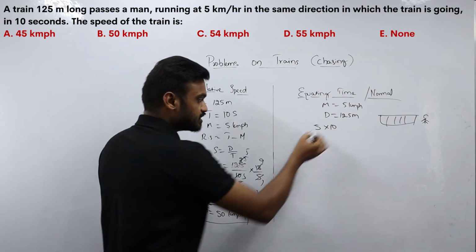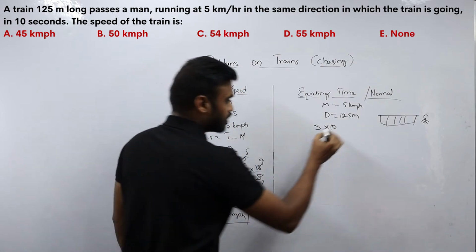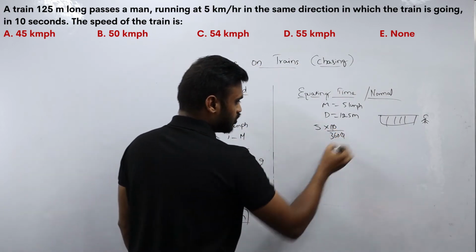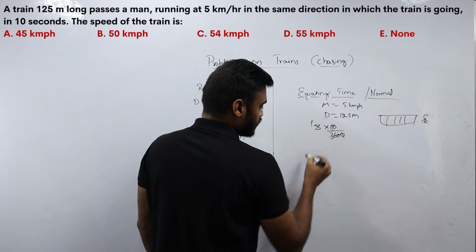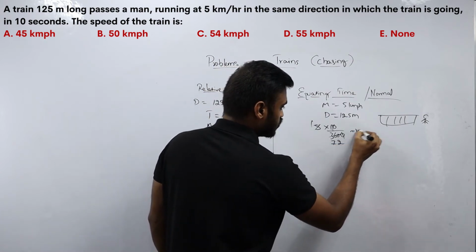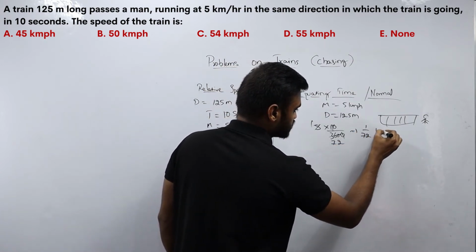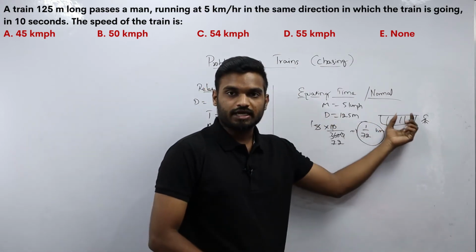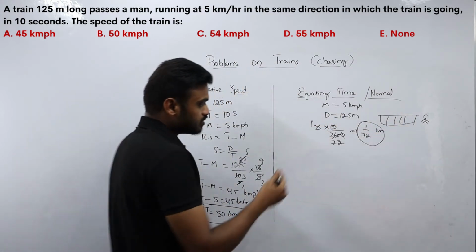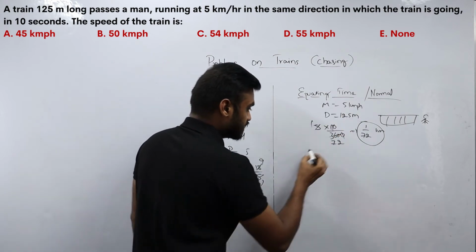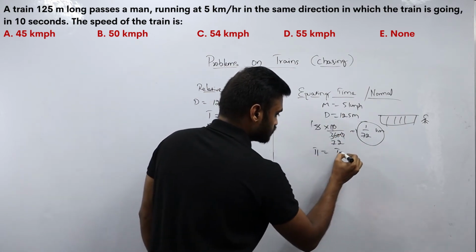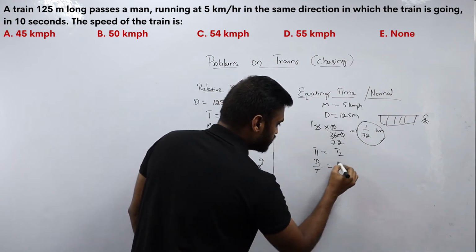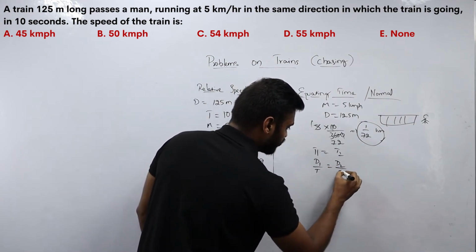Now we need to convert these 10 seconds into hours, by dividing by 3600 seconds. So the 0 and 0 will be cancelled, and 5 ones are 5, 5 sevens are 35 and 5 twos are 10, so we get 1 by 720 kilometers. This is the total distance traveled by the man before being overtaken by the train. Now we need to find the speed of the train, using T1 equal to T2. So T1 equals distance traveled by train by speed of train, and T2 equals distance traveled by man by speed of man.